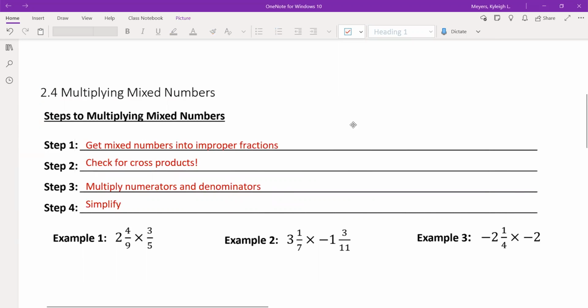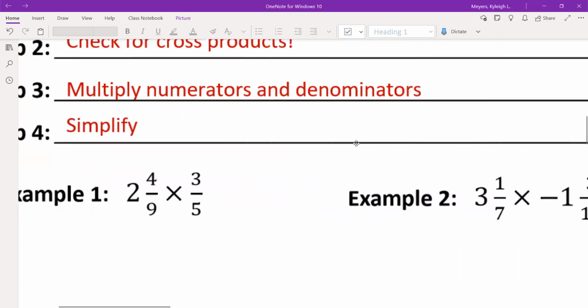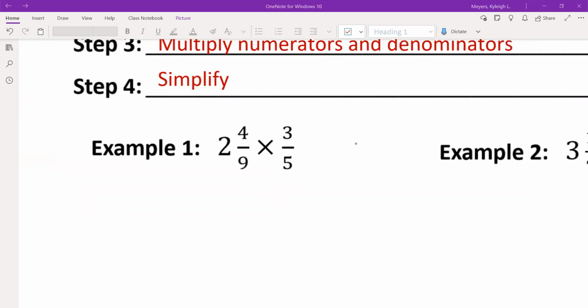Okay, so turn them into improper fractions first, then check for cross products. And you'll see in a second why that's super important. If you need to pause, do that now to get those, but otherwise keep on going. Okay, let's look at example 1.